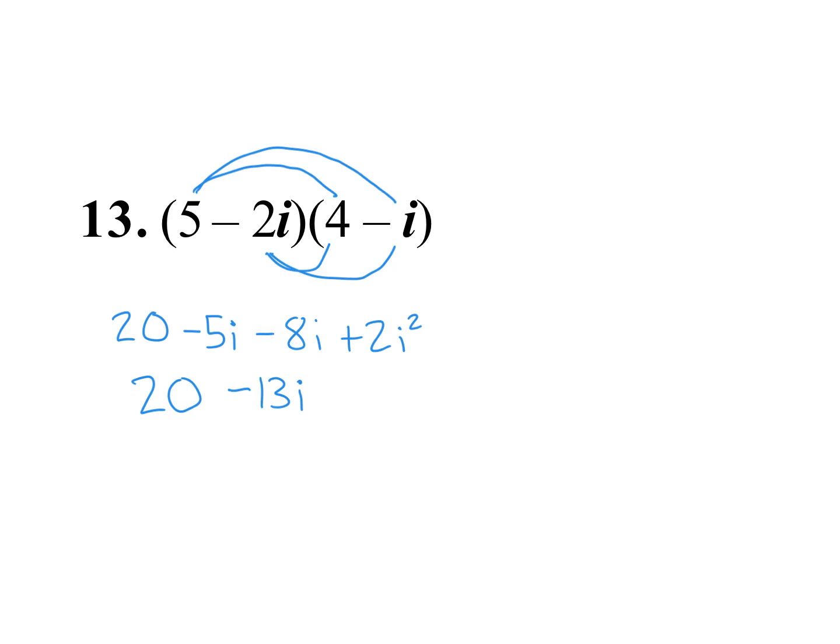This 20 is going to combine with the 2 times negative 1. All right, so this is negative 2. Add that to 20, I get 18. And remember, the real number goes first.